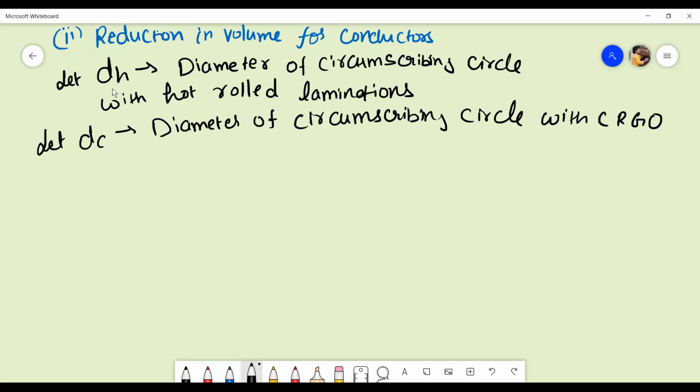So what we are doing here is we are assigning two variables, dH and dC. dH is the diameter of circumscribing circle with hot rolled laminations. And dC is the diameter of circumscribing circle with cold rolled grain oriented steel.